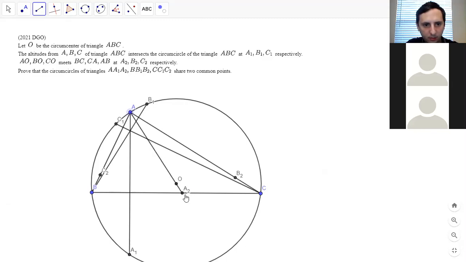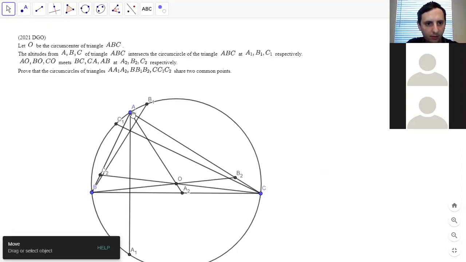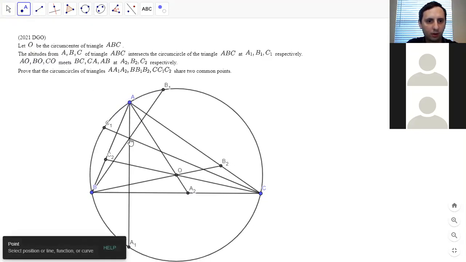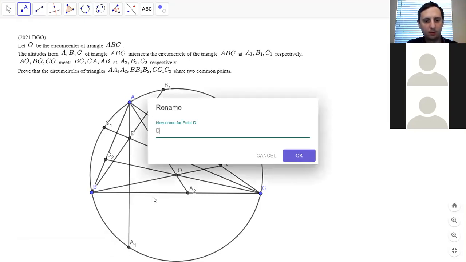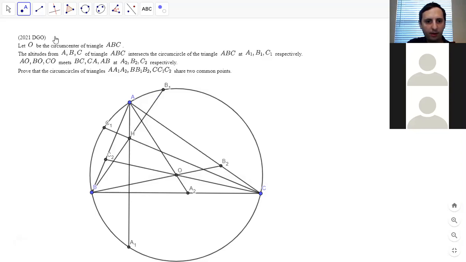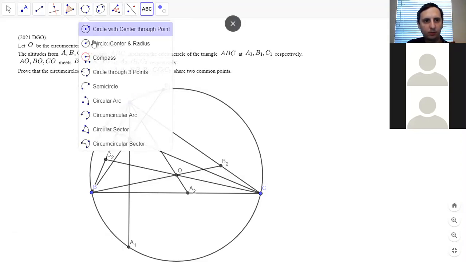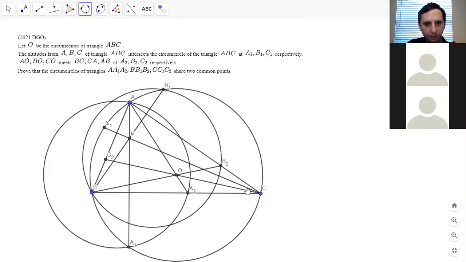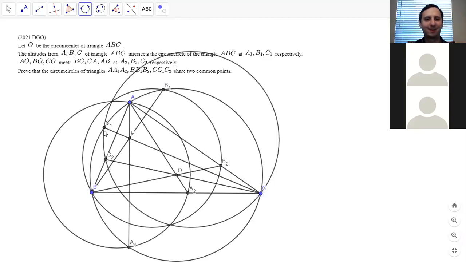All right. So basically we want to draw the circumcircles. I'll draw the orthocenter H. But basically if we draw A1, A2, B, B1, B2, and C, C1, C2, they have two common points. That's what we want to prove. It's kind of a weird thing to prove, but makes sense?